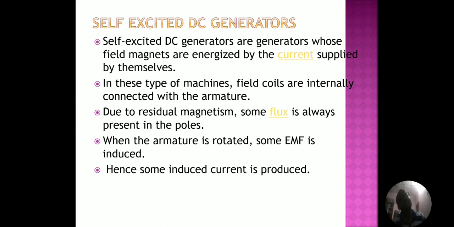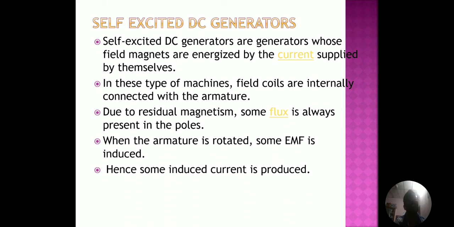Now the last one is self-excited DC generators. Here we have already discussed that there are three types. Series type is the first one, shunt type is the second one, and compound type is the third one. Self-excited DC generators are generators whose field magnets are energized by current supplied by themselves.